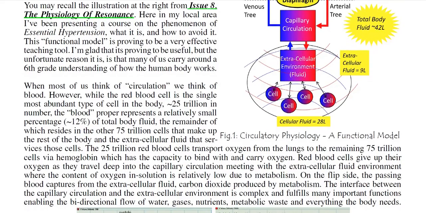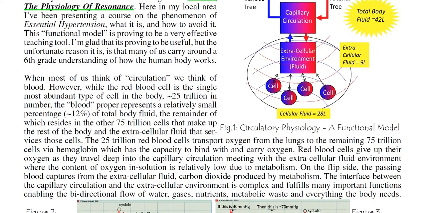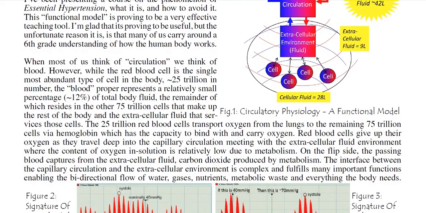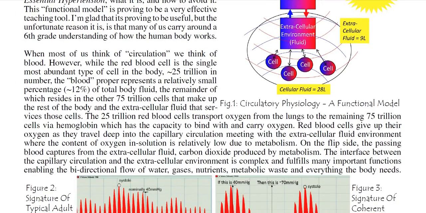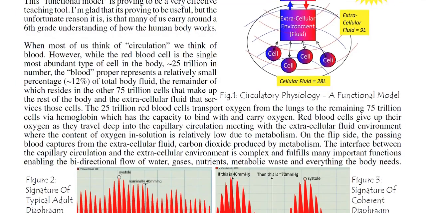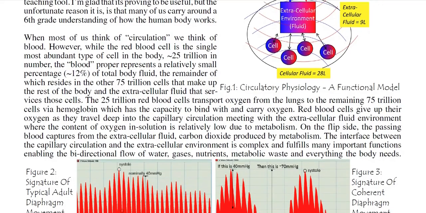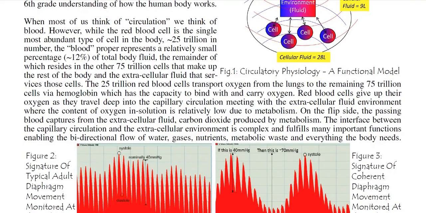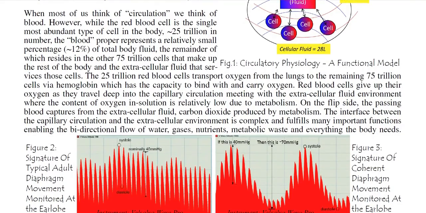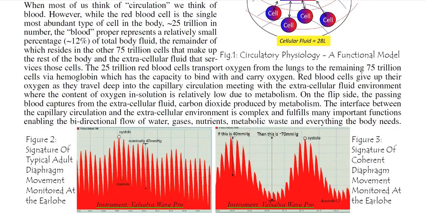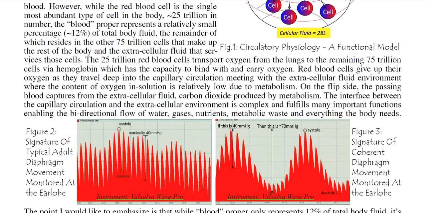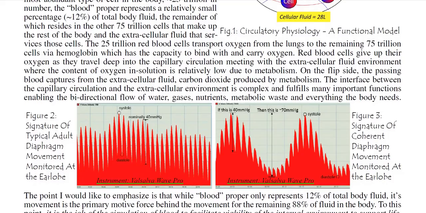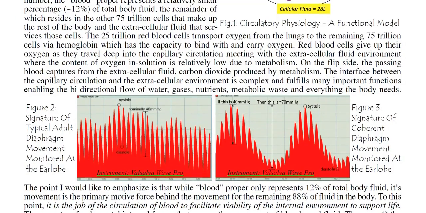resides in the other 75 trillion cells that make up the rest of the body, and the extracellular fluid that services those cells. The 25 trillion red blood cells transport oxygen from the lungs to the remaining 75 trillion cells via hemoglobin, which has the capacity to bind with and carry oxygen. Red blood cells give up their oxygen as they travel deep into the capillary circulation, meeting with the extracellular fluid environment, where the content of oxygen in solution is relatively low due to metabolism.